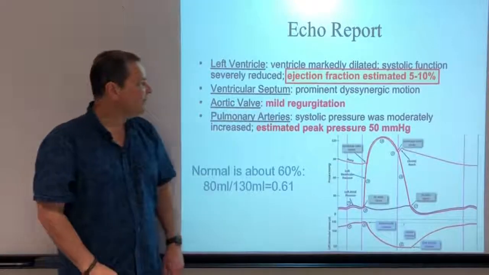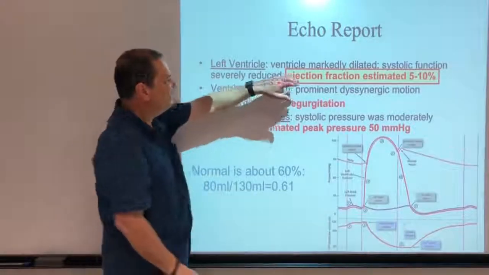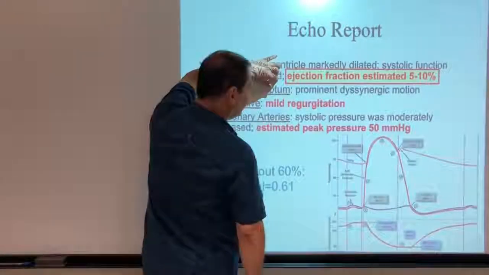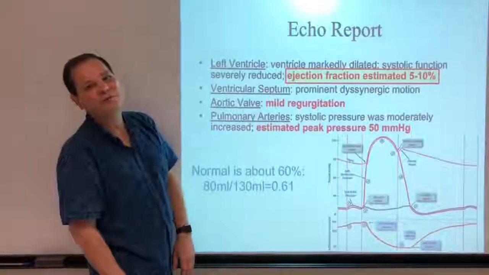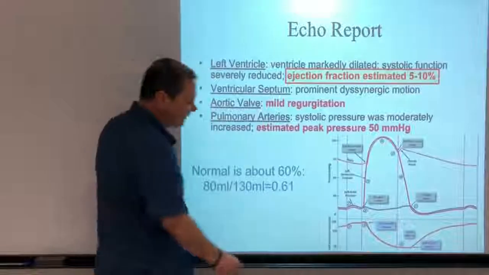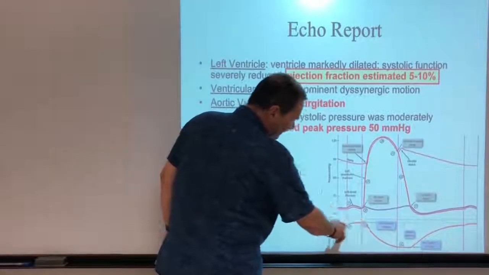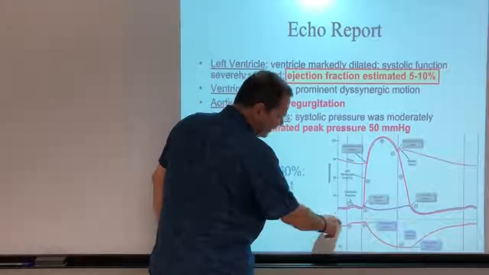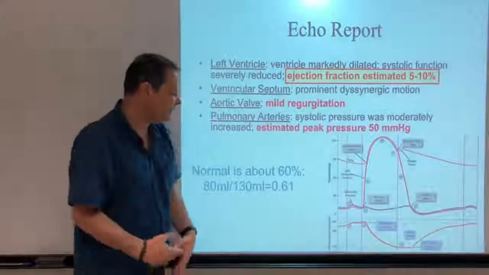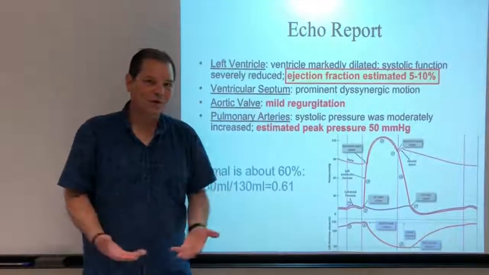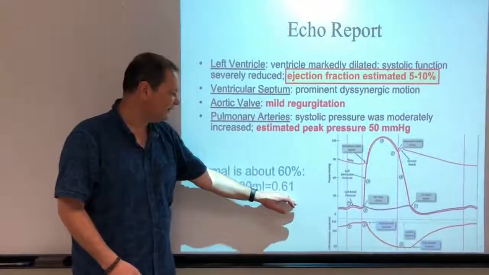Okay, so let's go back to our dilated cardiomyopathy patient. The first thing you'll notice, the ejection fraction, 5 to 10%. When you look at these ventricular volumes, you can see that that is extremely bad. Because when you look at the changes in ventricular volume here, you start at roughly about 130 milliliters, and you drop to roughly about 50 milliliters. So that means you're ejecting, during a normal cardiac cycle, about 80 milliliters. 80 divided by 130 is 0.61.